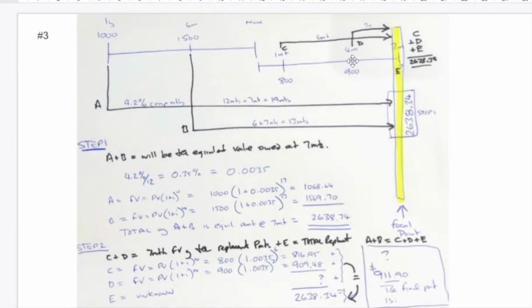Then we got to take that 900 and bring it ahead 3 months to bring it up to 7 months. So we do that: 900 times 1.0035 to the power of 3. That's $909.48. The value of E is a mystery, but it is the present amount. So if we took 816.95, 909.48 plus that mystery amount, it needs to come up to what we calculated to be the amount owing, which is $2,638.34. Then we can do the math on that and find out that the last payment is $911.90. So that's essentially how you do those.